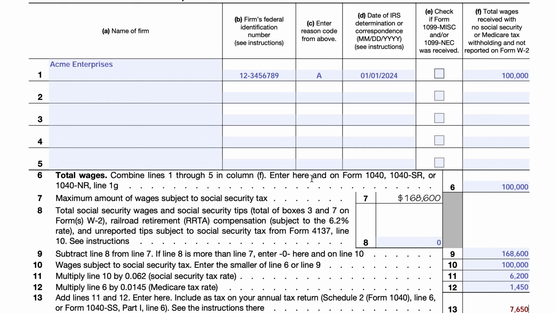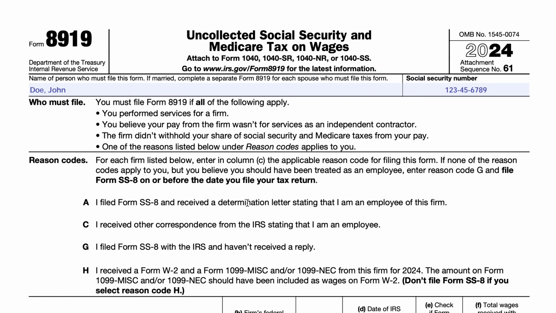So, not a lot here, but there's a lot to process on the information required to go into this form. So, if you believe that you're an employee, if you have filed Form SS8 and you're waiting for that determination, you should file this form with your tax return. If you've received a determination or other correspondence or other evidence indicating that you're an employee and not an independent contractor, you should file this form. So I think that covers it for IRS Form 8919.